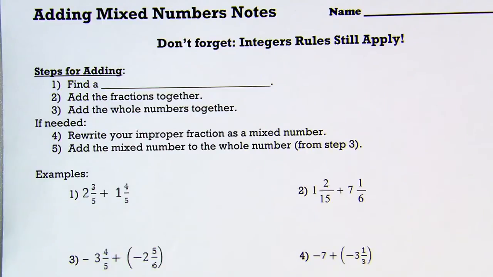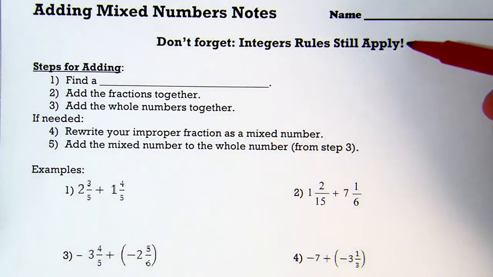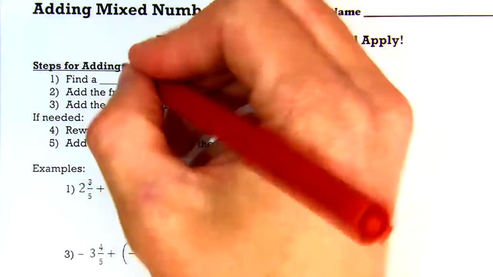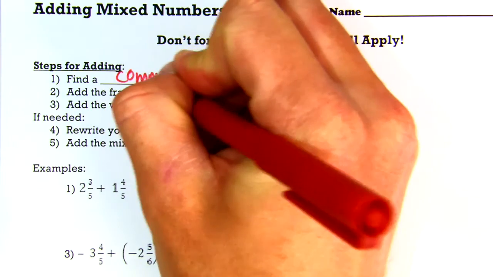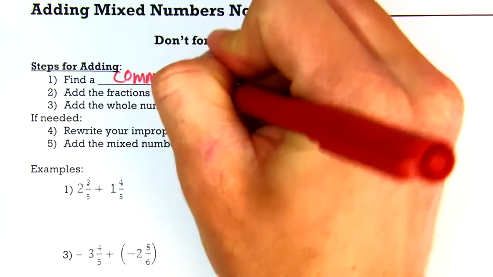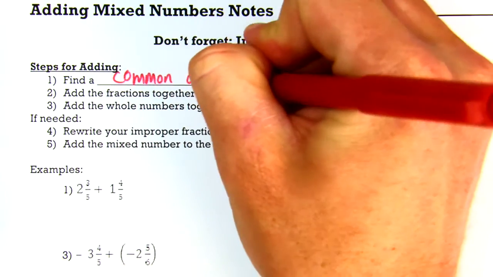Alright, so today's lesson is on adding mixed numbers. As always, our integer rules do apply. And our steps for adding our mixed numbers: the first thing we have to do is find a common denominator. When working with fractions, adding and subtracting, that's the number one rule.